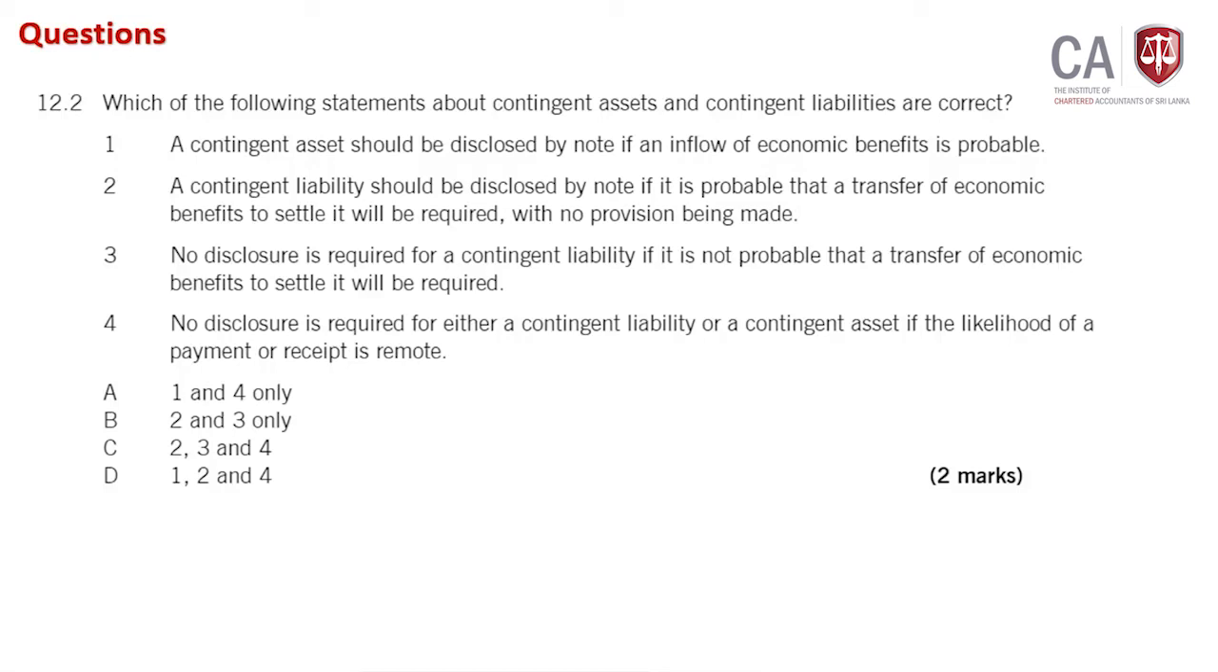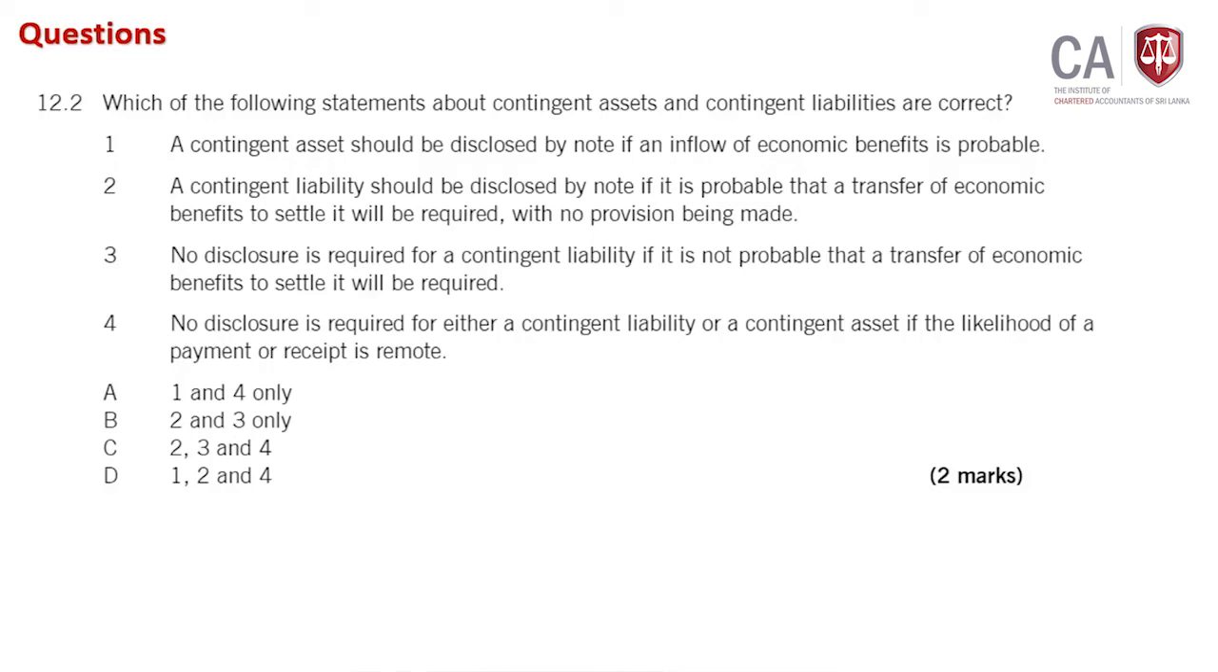Second one, contingent liability should be disclosed, but not provided for, if it is probable that a transfer of economic benefits to settle it will be required, with no provision being made. Correct or wrong? Contingent liabilities should be disclosed if it is probable that a transfer of economic benefits to settle it will be required, with no provision being made.